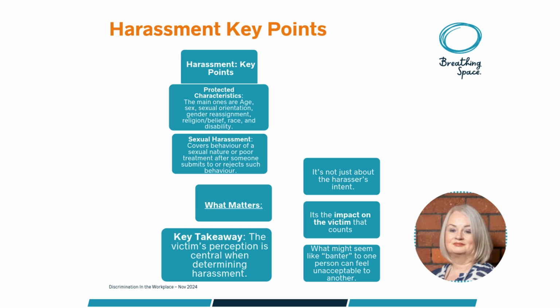Let's look at the key points of harassment. The protected characteristics, the main ones in this, are age, sex, sexual orientation, gender reassignment, religious belief, race, and disability. Sexual harassment covers behaviour of a sexual nature, or poor treatment after somebody submits to or rejects such behaviour.